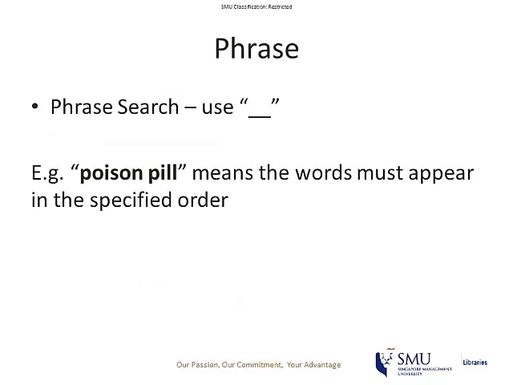The first connector is used when conducting a phrase search. In this example, it is used to retrieve documents that contain only the exact phrase, "poison pill". Quotation marks are placed around the words as shown on the screen. Only documents containing the words exactly in the specific order will be retrieved.